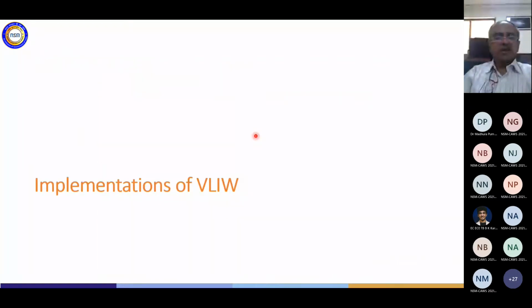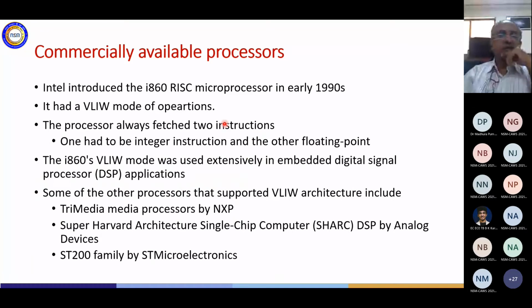Okay, so coming to the fag end, what are the implementations? Intel also had an i860, which had VLIW mode of operation. So what would it combine? It would combine an integer instruction with a floating point instruction. And this philosophy was later used in DSP applications. TI also made one processor which uses a similar thing. And some of the other efforts are listed here.